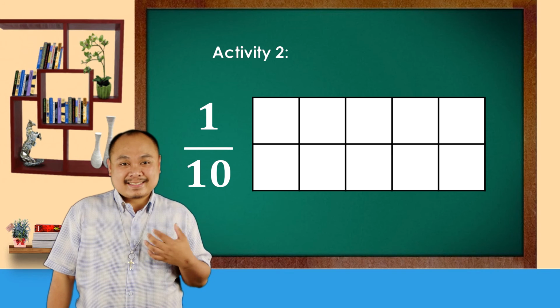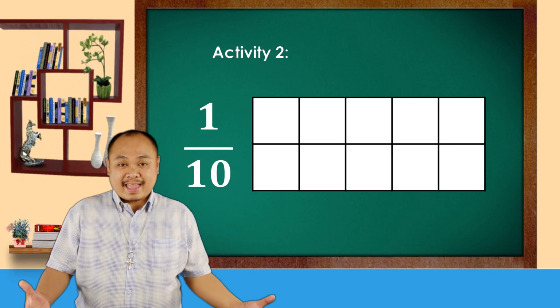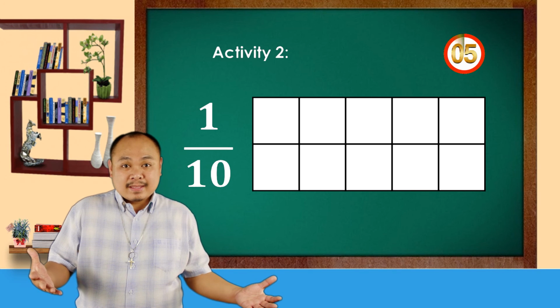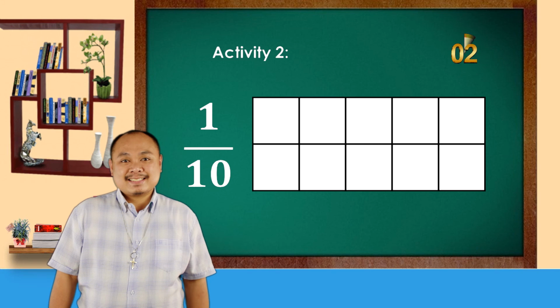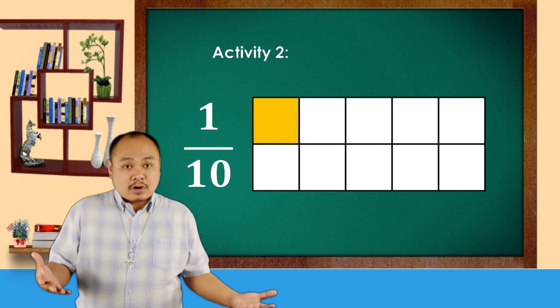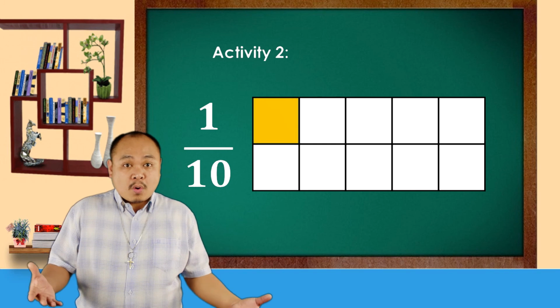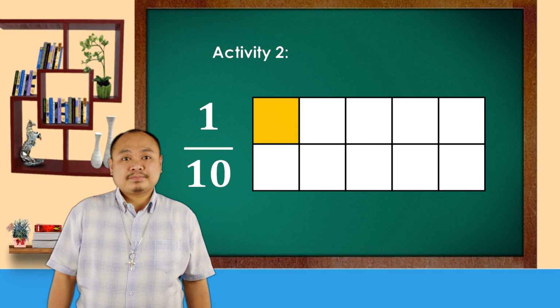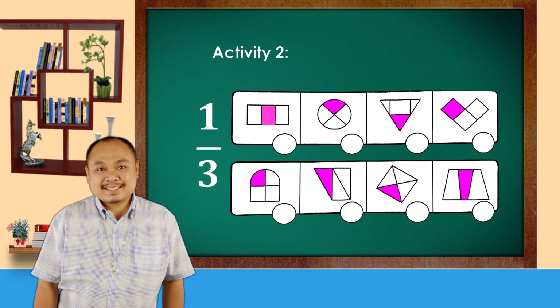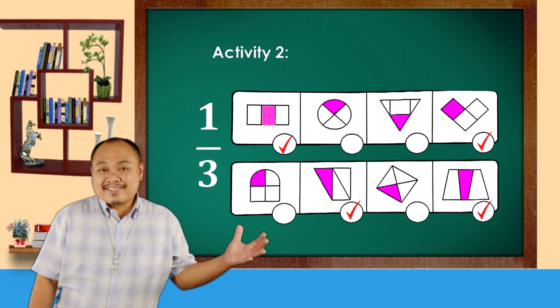Answer this. 1/10. How many parts should be shaded? Yes, your illustration should show one shaded part. Check the circles which show 1/3. Yes, you're right. You got it.